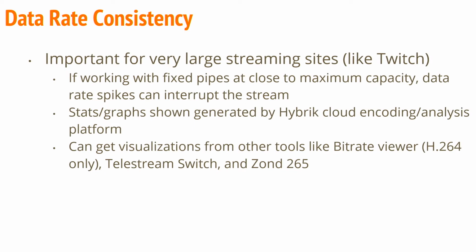Then I wanted to look at data rate consistency. Again, I'm familiar with some of the large producers who are sending out live streams in the hundreds of thousands of streams, and they work very close to the capacity of some of their CDNs. So if you have a big spike in data at some point in the stream, you can actually swamp the CDN and lose performance. So some of the tests I've done for them are, how consistent is the stream?